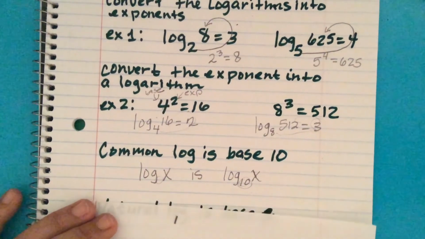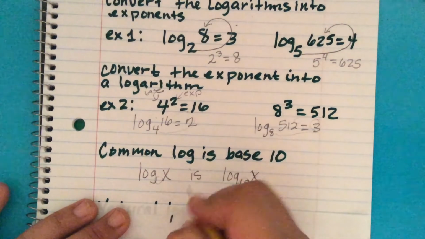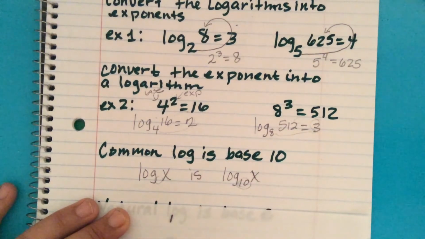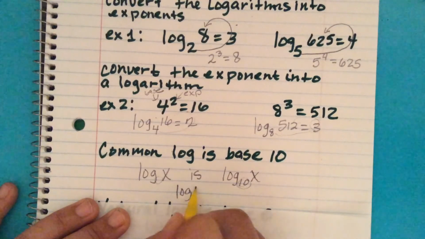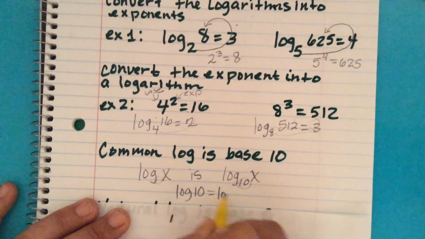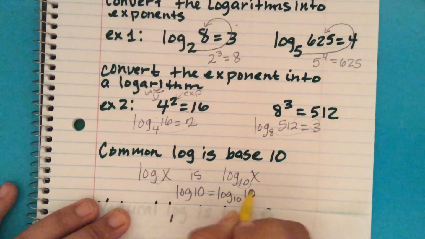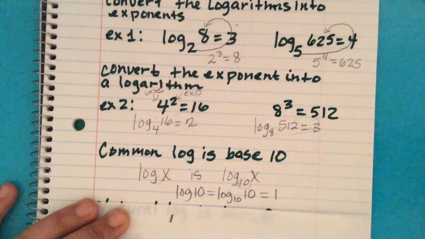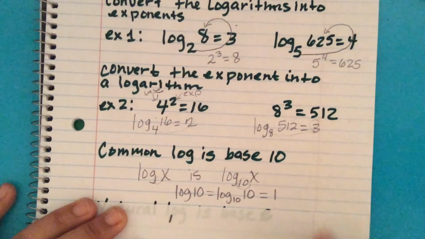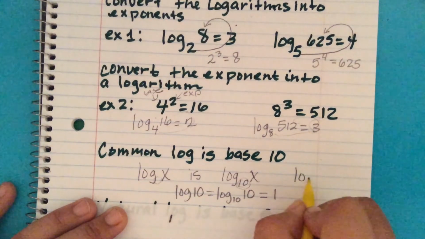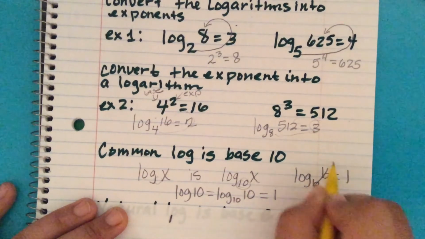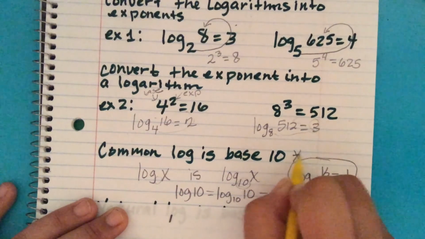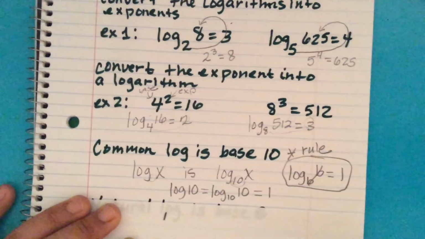Okay, now the other thing that you need to know is that if you have log of 10, that means log base 10 of 10, that's always going to be 1. Okay, because there's this rule that says that if you have the log base b of b, that equals 1. They cancel out and they make 1. So this is an important rule that you guys need to remember.